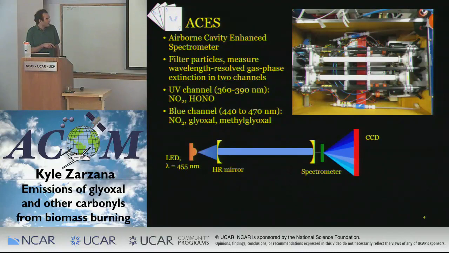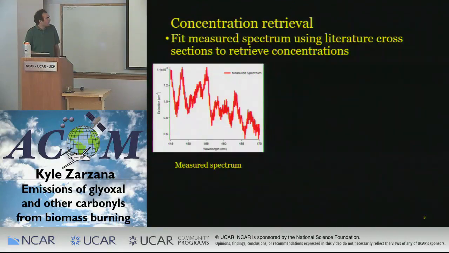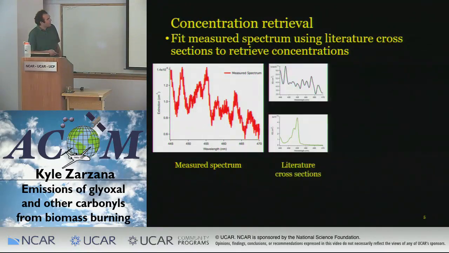And then the light that leaks out the back of the cavity goes through a grating spectrometer and then gets imaged onto a CCD. So to do these fits, we have this wavelength resolved extinction. And this is just some data that I made up just to see what it looks like. It's easier for a presentation. So this is our measured spectrum. We have literature cross-sections. In this case, it's just NO2 and Glyoxal.